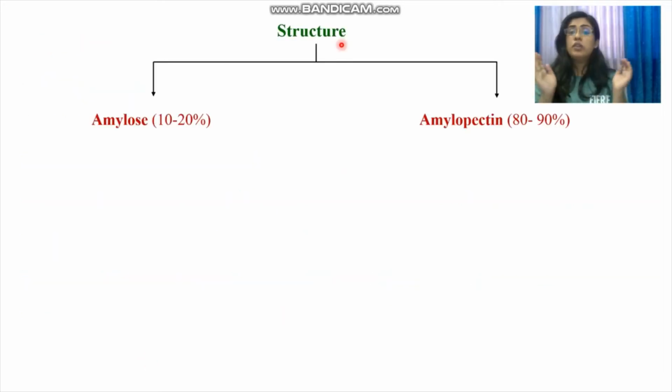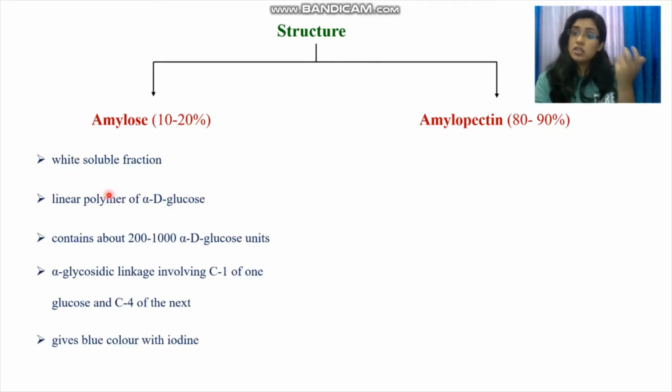Okay. Now, if you look into the structure of starch, we can see that it consists of two major portions. One is amylose, which is 10 to 20% of the structure, and the other is amylopectin, which accounts for 80 to 90% of the structure. Amylose is the water soluble fraction in starch, and it is composed of alpha D glucose units. It's a linear polymer that consists of around 200 to 1000 alpha D glucose units linked together by alpha glycosidic linkage. The linkage occurs between the first carbon of one glucose unit and the fourth carbon of the next glucose unit.